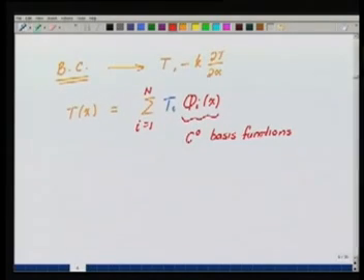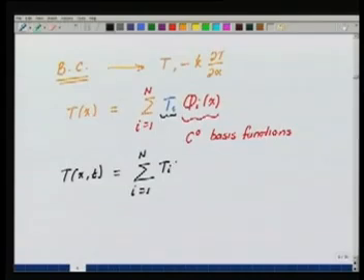Now when I want to use this representation to write the solution as a function of space and time, we use a variation of parameters approach. That is, these parameters ti, the coefficients, will become functions of time. So in our representation we are going to now use a variation of parameters approach. So these are functions of time.